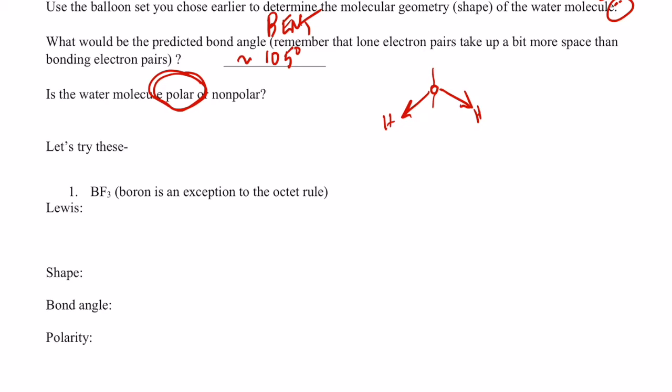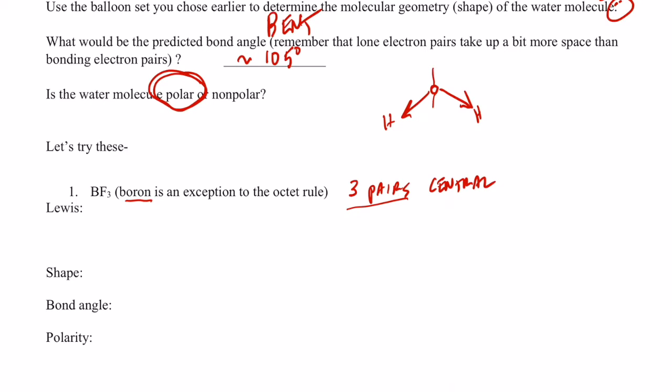All right, let's try a few more. And we're going to start with an exception to the octet rule. Boron is an exception. It only needs 3 pairs around the central atom to be stable. We won't talk about why for right now, but just know we listed it earlier. It is one of our exceptions.